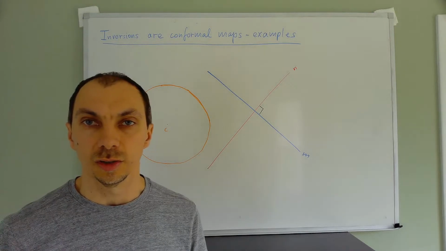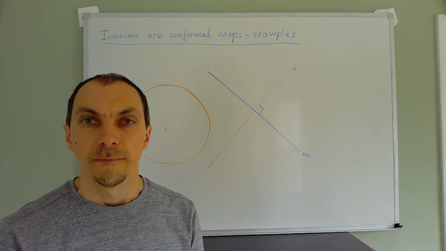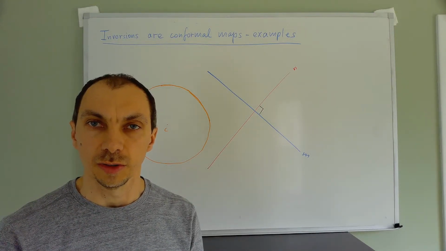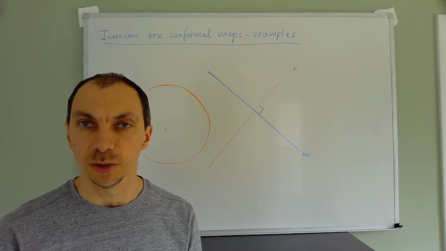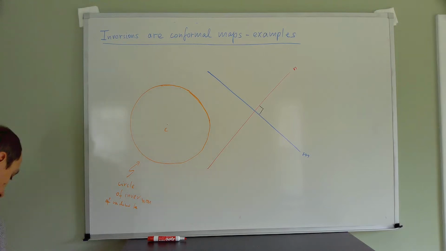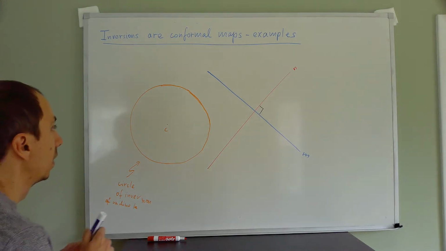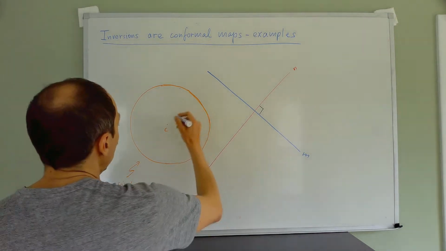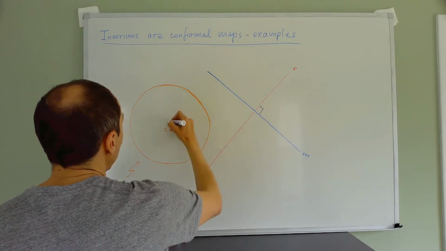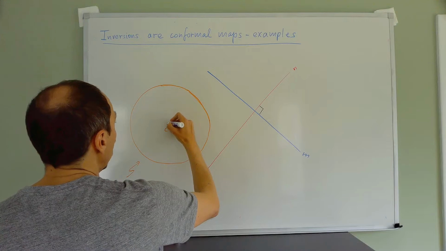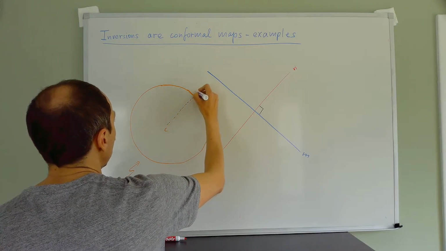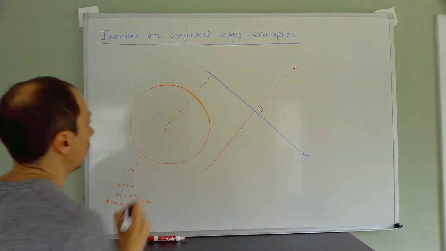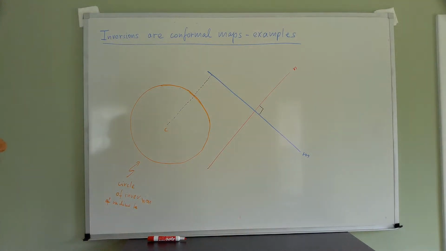So now I will try to construct the images of these two lines, and because none of these lines now goes through the center of inversion, I know that the images of both of these lines will be circles. So let's construct them like before. So first, I draw a line perpendicular to the blue line that goes through the center of inversion. Okay. And then I use the tangent line.